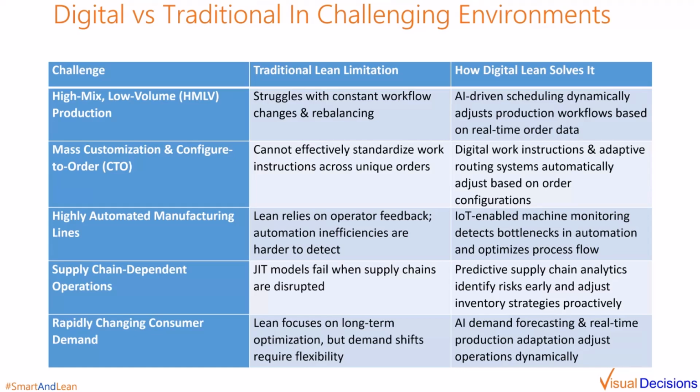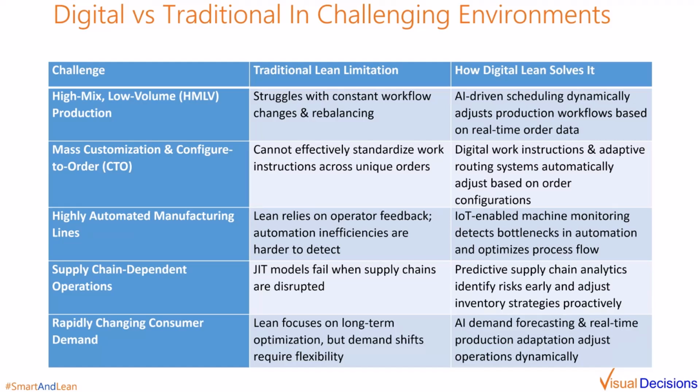Similarly, mass customization and configured order models pose a challenge for traditional lean, which is designed for high repetition workflows. In these environments, each order has unique processing requirements, making static process optimizations ineffective. Digital lean helps solve this problem through automated job sequencing, real-time material tracking, and real-time routing systems. These tools help ensure that customized jobs move efficiently through production while dynamically adjusting for changing priorities, preventing bottlenecks and delays.